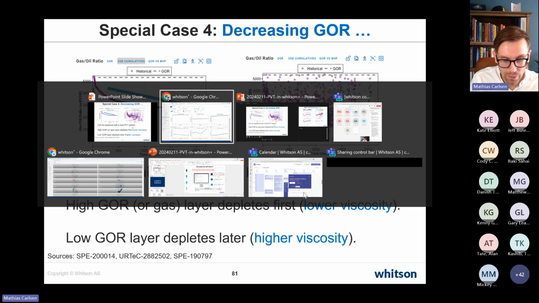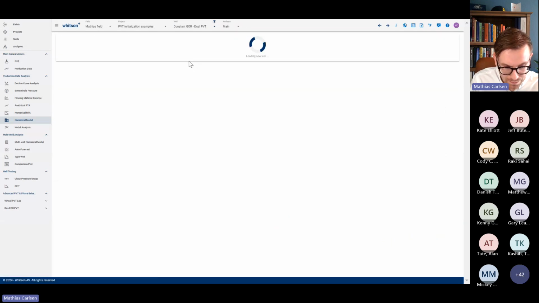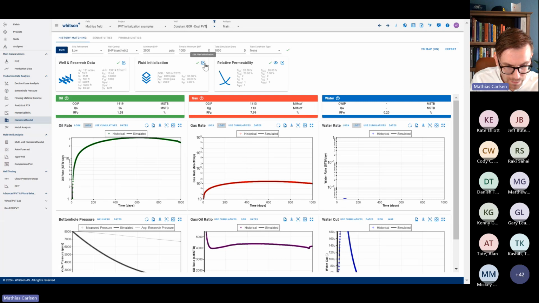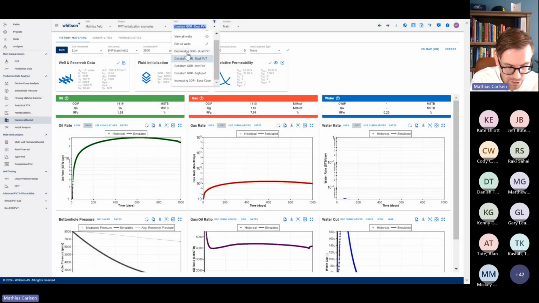This is very simple to model. You just do something very similar. You just don't have a difference in perms. The same. And that was a constant GOR case. Sorry about that. I'm going to do the decreasing GORs.